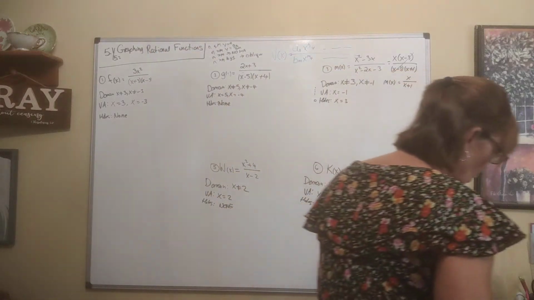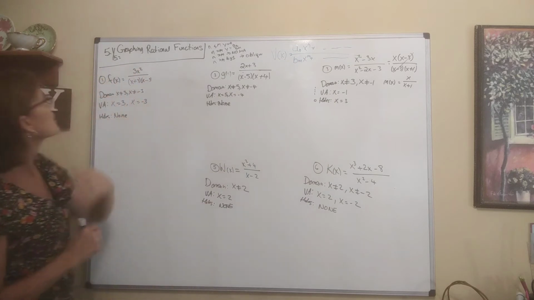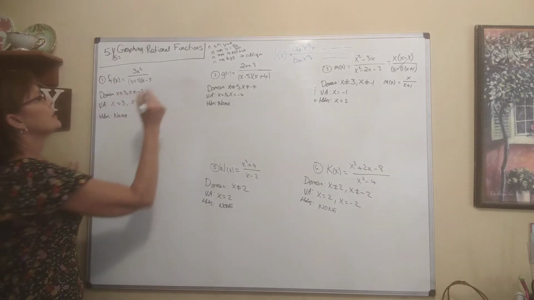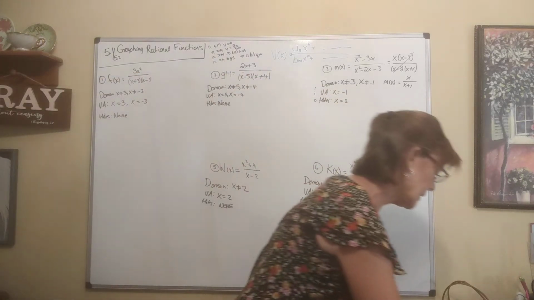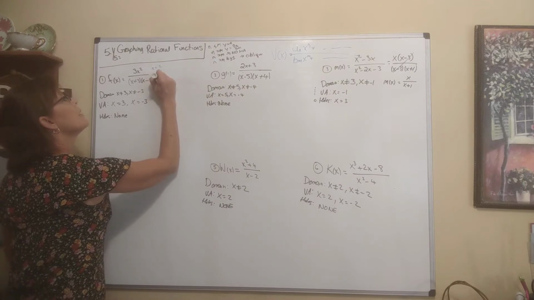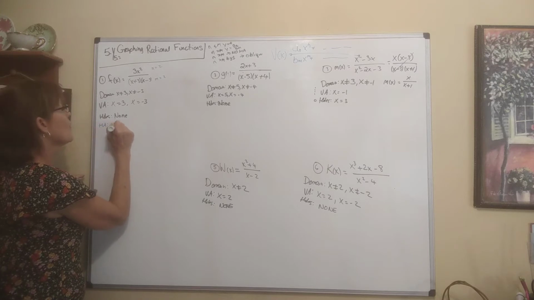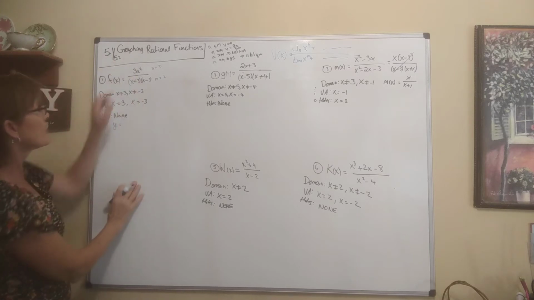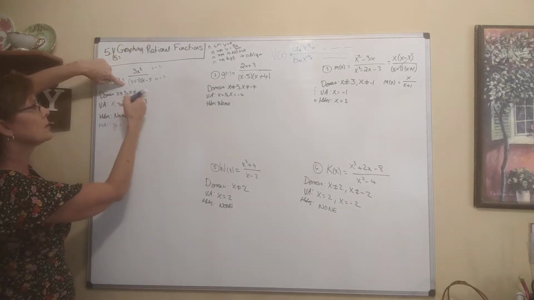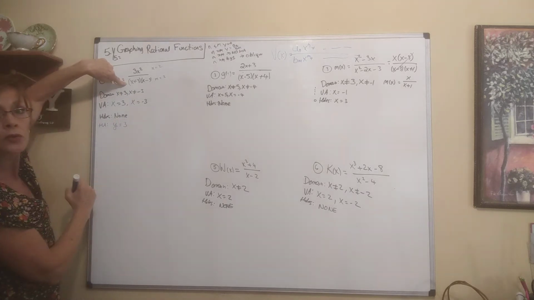All right, let's continue. We found the domain. Now let's talk about the horizontal asymptotes. The degree of the numerator in this case is 2. The degree of the denominator is also 2. So it does have a horizontal asymptote, and it's at y equal to the ratio of the leading coefficients. The leading coefficient here is 3. The leading coefficient here, if you multiply out x squared, is a 1, so y equals 3 is the equation of the horizontal asymptote.